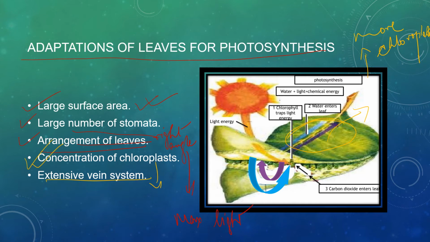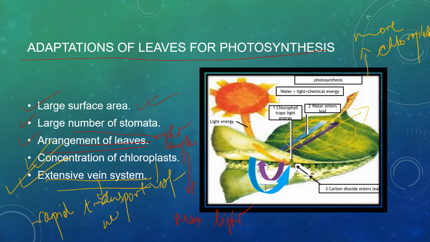And what about this last one, the extensive vein system? This vein system is developed for the rapid transport of water to and from the mesophyll cells. Okay. So is it clear now? We have already studied the adaptations of leaves. Now we are moving on to the mechanism of photosynthesis. Important.